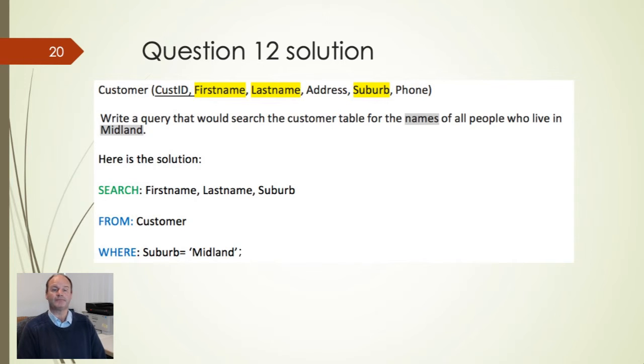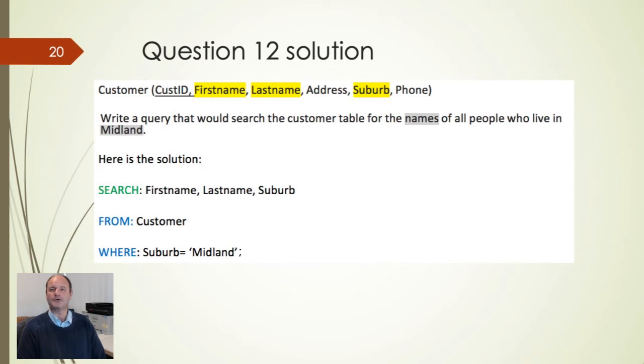Here is the solution. Select first name, last name, suburb from customer where suburb equals Midland. In this case, the marks would break down to 2 marks for the select row, 1 mark for the from row, and 1 mark for the where row.